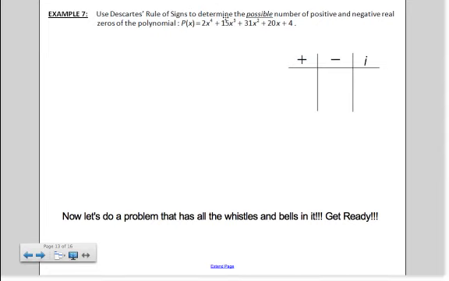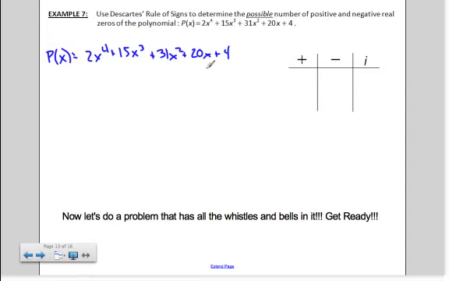Okay, so this one, we're just going to get practice using it to determine the possible number of positives and negatives. We're not going to do an entire problem here. All right, here we go. So let's do p of x. It's 2x to the 4th plus 15x cubed plus 31x squared plus 20x plus 4.